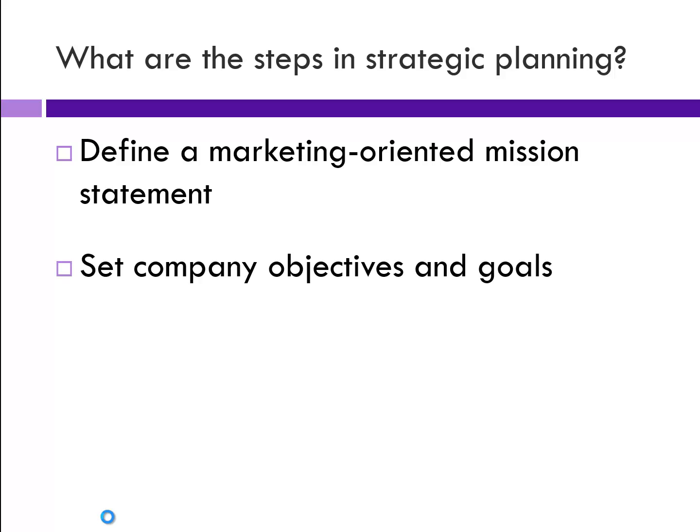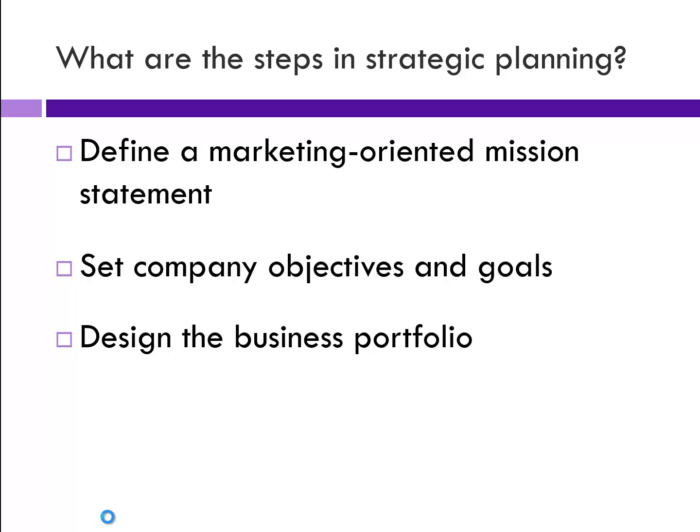Then we set the company objectives and goals. These are what we need to be able to do to fulfill the mission we set. So let's say we want to be the best solution in something. Well, in order to do that, we need to do research and development. In order to do research and development, we need profits to fund that. So what steps do we need to take to achieve the mission that we set out in the first place? The third step is to design the business portfolio that's going to help us achieve those objectives and goals.